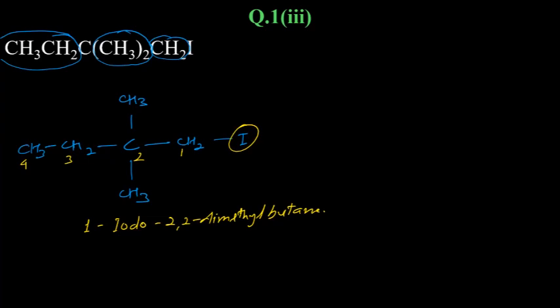Now, the carbon to which halogen is attached is attached to only one carbon. So it means it will be 1 degree halide. This is simple hydrocarbon. If you remove the halogen, replace it by hydrogen, you will get hydrocarbon, simple hydrocarbon with all single bonds. It means it is again alkyl halide.